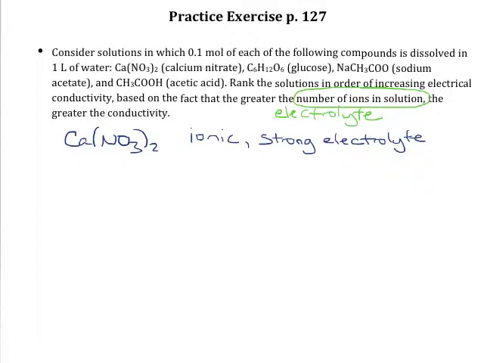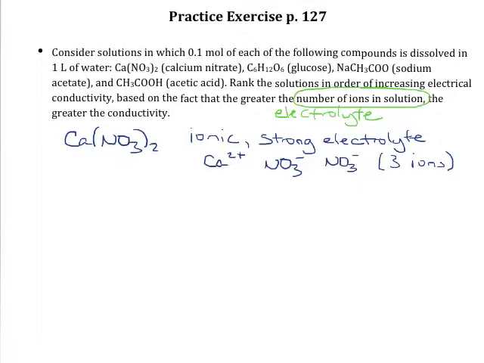So when I put this into solution, it's going to break apart into one calcium ion, and it's going to break apart into two nitrate ions. And I can tell that it's going to break apart into two nitrate ions because the formula is Ca(NO3)2, which means I'm going to get a total of 3 ions when this compound is dissolved in water. Let's take a look at the next one.